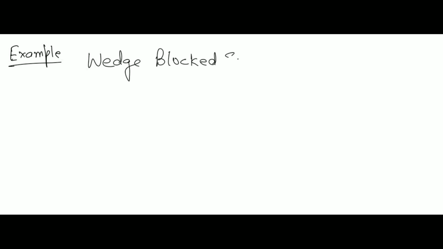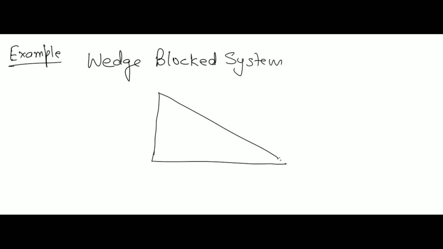Let us discuss one more example on Newton's third law. So this is your next example. In this example, we have a wedge-block system. Suppose there is a wedge shape, there is a wedge, and it is on a smooth surface. So this surface is basically smooth.